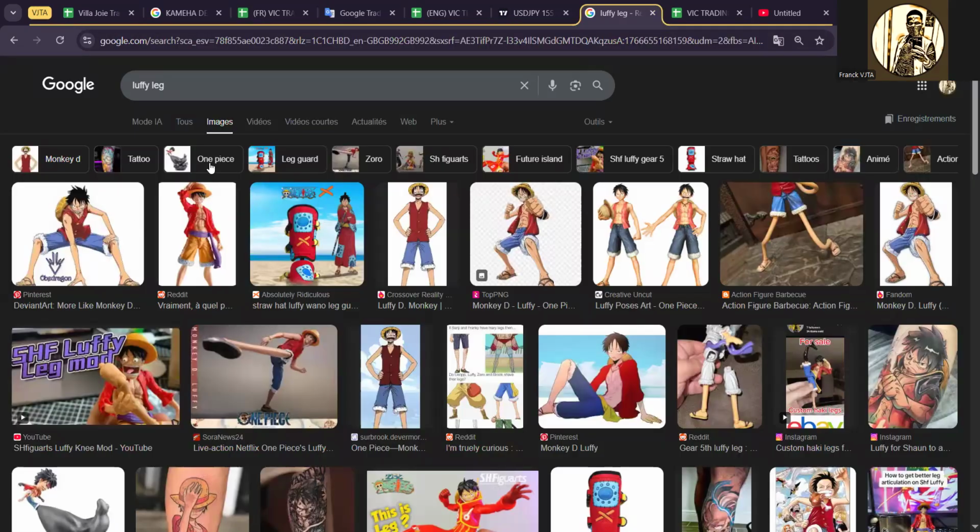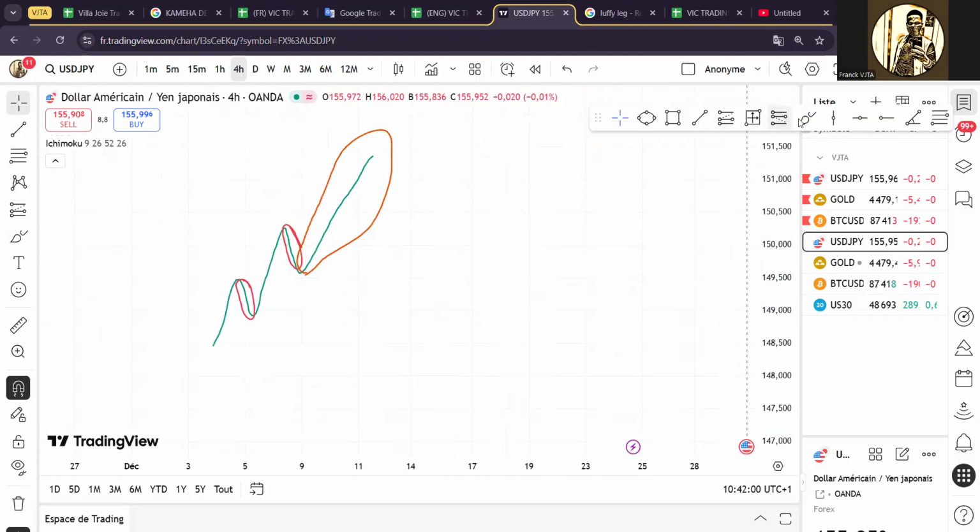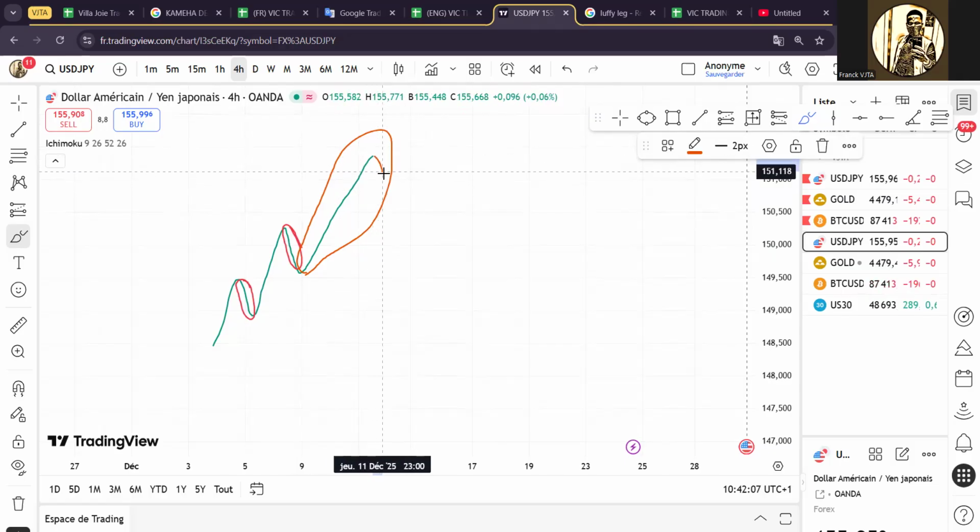The Luffy leg. You know that manga, this anime, this hero has a long leg. It's called Luffy. Luffy leg mode. You see, for those who saw the anime, he has a long leg like this. So the principle behind it is that when you have a long leg like this, the market has to come back and make a pullback.